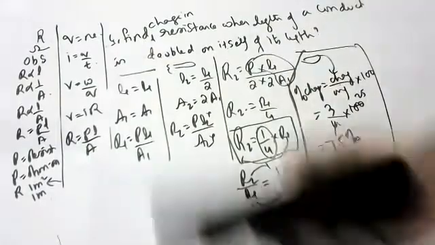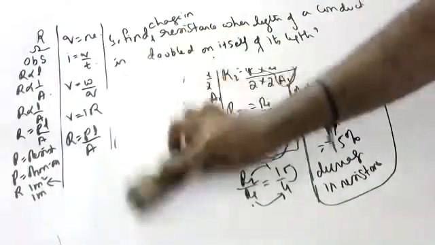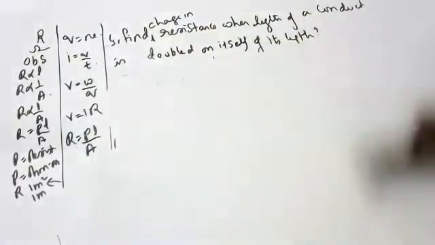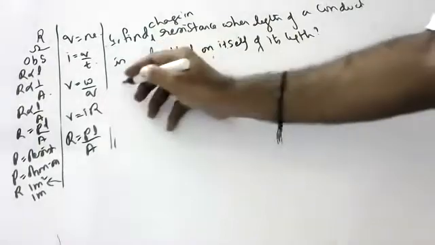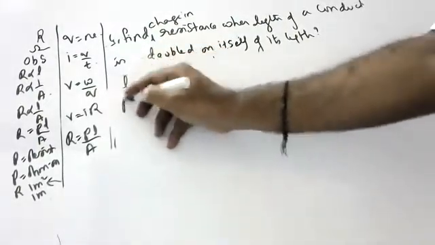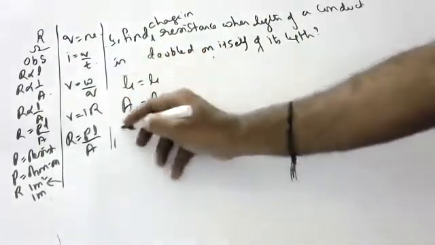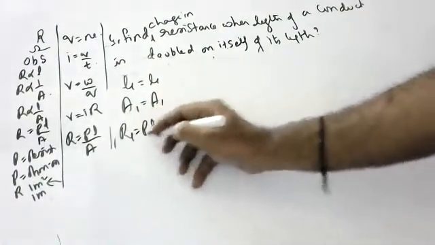Someone will say, no sir, we are not able to understand. Explain one more time. Shall I explain one more time, children? Last, after this I will not explain. L1 is L1 only. A1 is A1 only. R1 is rho L1 by A1.